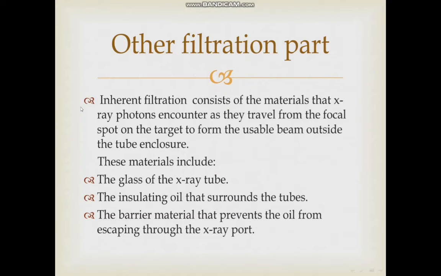Other filtration part. Inherent filtration consists of material that X-ray photons encounter as they travel from the focal spot on the target to form the usable beam outside the tube enclosure. The materials include the glass of the X-ray tube, the insulating oil that surrounds the tube, and the barrier material that prevents the oil from escaping through the X-ray port.